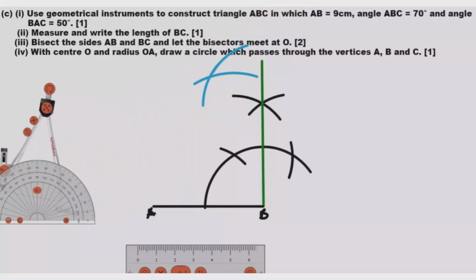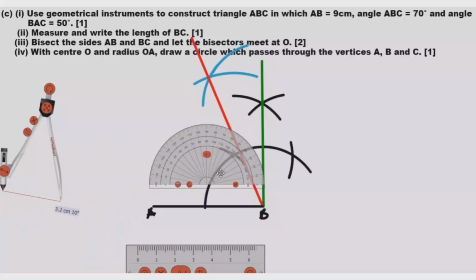Okay, so we draw the line that passes from point B, passes through this arc. Okay, the line will extend a bit. Okay, like that. Now that is 70 degrees. Now we have drawn 70 degrees.